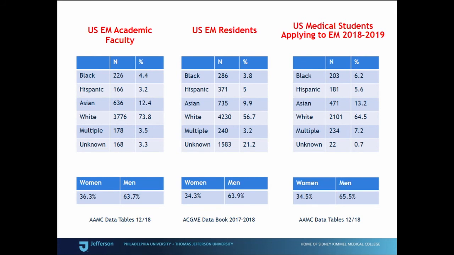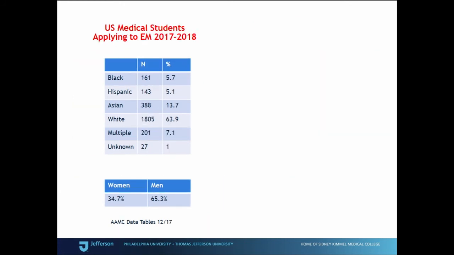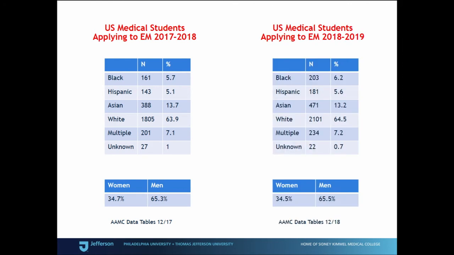So it makes you wonder, well, how do you diversify emergency medicine residencies? Well, I think the answer is you've got to diversify it all the way through. This is the data for the year before, U.S. medical students applying to EM 2017-2018, and then the table that I just showed you. It's not a whole lot of difference. Maybe you say, well, black went from 5.7 to 6.2%. Maybe that's something. It's really hard to know. I don't know that that's really a significant difference.